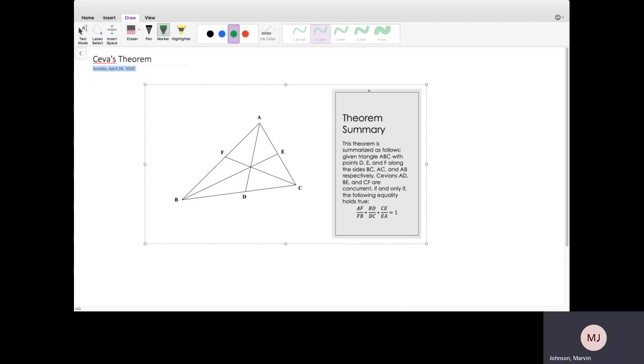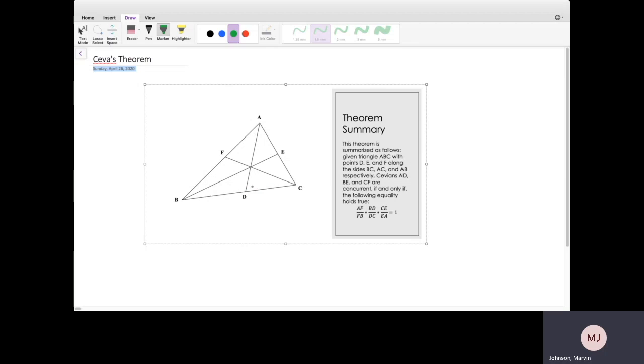Now, a general overview of the theorem is summarized as follows. Given this triangle, A, B, C, with points D, E, and F along the sides, we're going to see that Cevians are made if we draw a line from A to D. So a line from the vertex A to the side across from A, at point D, line AD is a Cevian for ABC. Similarly with CF and BE. So these are all Cevians.